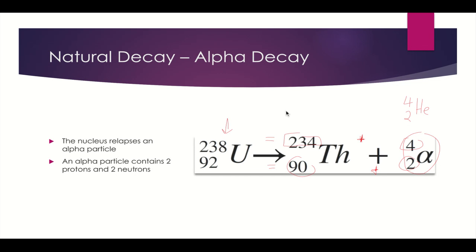These numbers always are going to have to equal up here, because if they don't, then I lost something somewhere and I can't lose anything. I'm displaying everything in my equation here. So that's alpha decay.